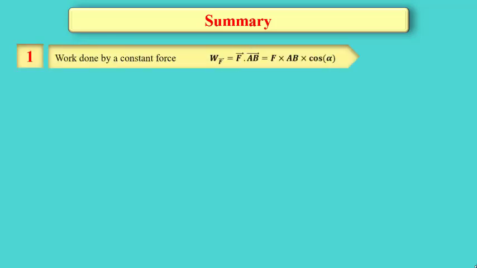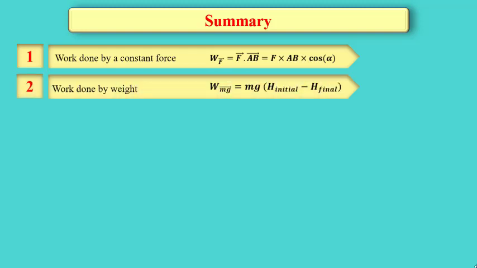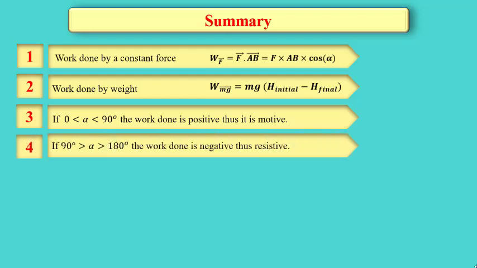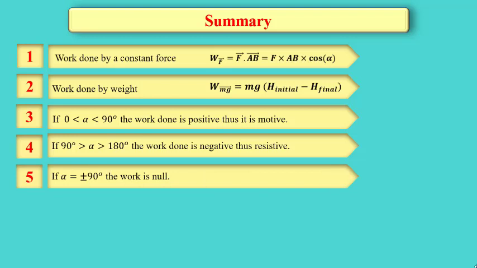To sum up the ideas we took in this video, first we say that the work done by a constant force is simply F AB cosine alpha. The work done by weight is mg H initial minus H final. If the angle is acute, we have motive work. If it's obtuse, it's a resistive work. If it's 90 degrees plus or minus 90, the work is null.